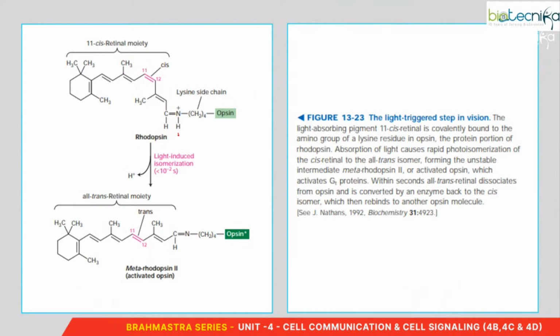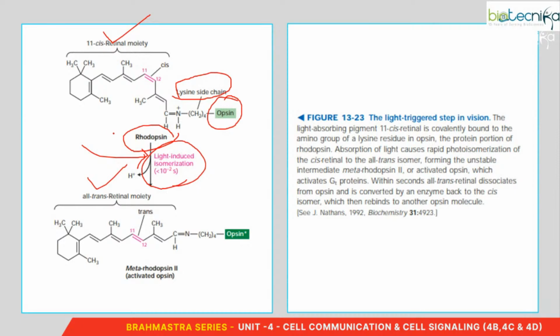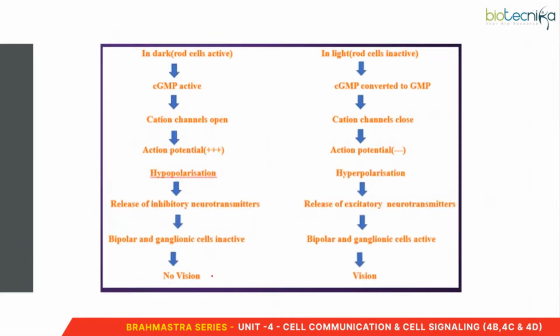First thing is that rhodopsin can exist in 2 forms, 11-cis retinal and all-trans retinal. The opsin protein is connected to this retinal via a lysine side chain. When light hits the retina, an isomerization takes place, converting the 11-cis retinal to all-trans retinal, and you will find that opsin is getting activated. This is how your rhodopsin is activated.